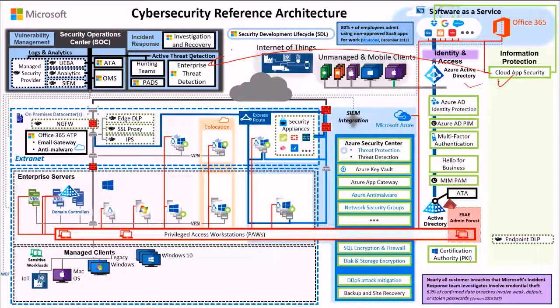Exactly, and this becomes the visibility the SOC has been needing on how do I get access to what's going on in my software as a service world? How do I manage that? How do I monitor that? Well, the answer is a CASB solution like Cloud App Security.